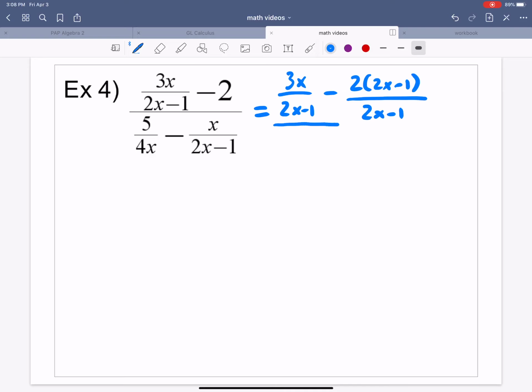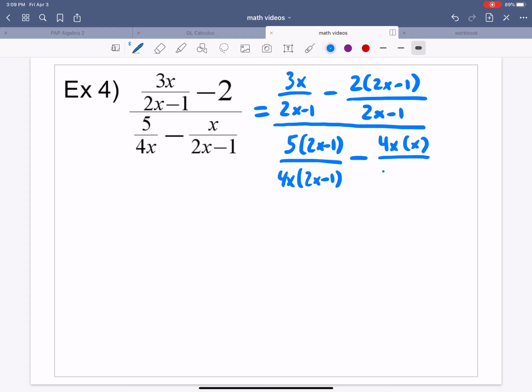And then let's look at these fractions on the bottom. Now the LCD here is going to be 4x times 2x minus 1. That first fraction, what is it missing? It's missing a 2x minus 1. So that denominator is 4x times 2x minus 1 minus, what is the second fraction missing? It's missing the 4x. So that's going to be minus 4x times x all over 4x times 2x minus 1.